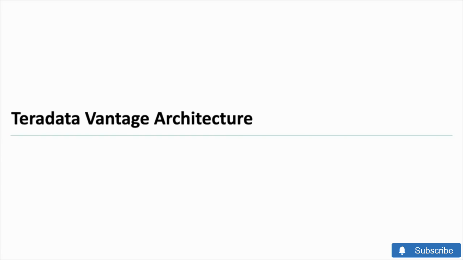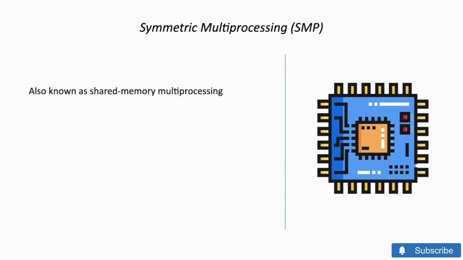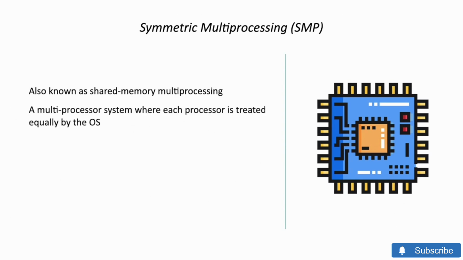We will now take a close look at Teradata's architecture, which enables it to handle very large-scale analytics tasks and process them efficiently. We begin with a look at the concept of symmetric multiprocessing. This is also known as shared memory multiprocessing, and this is a setup involving multiple processors, and these may be scattered across multiple machines, but significantly, each processor is treated exactly the same way.